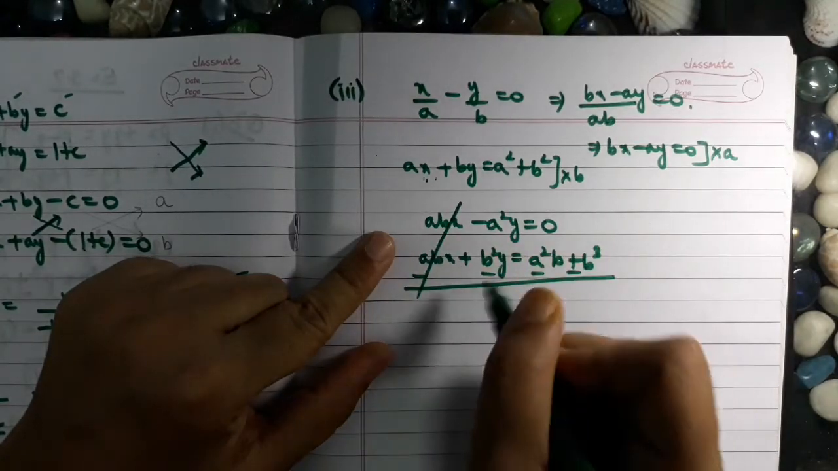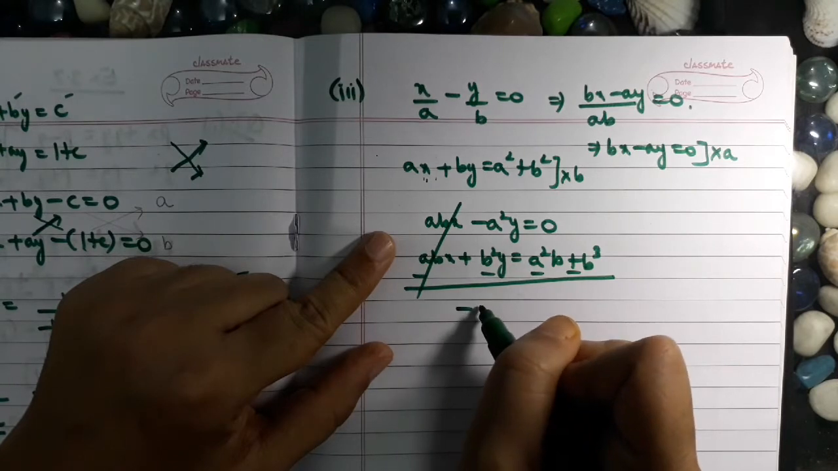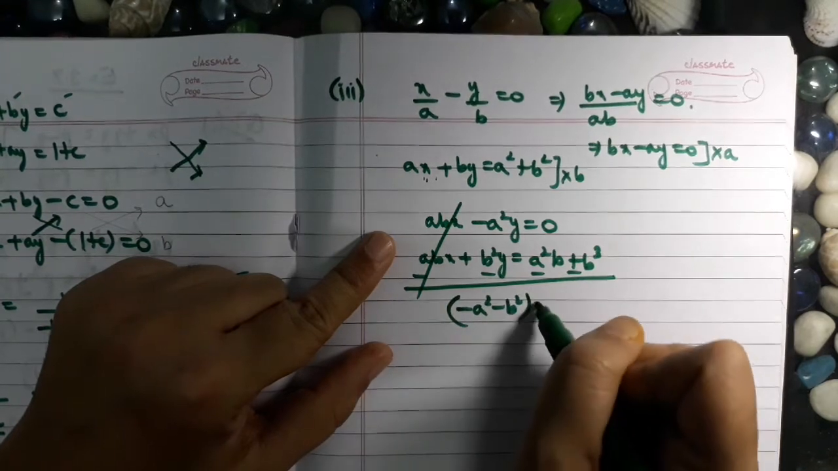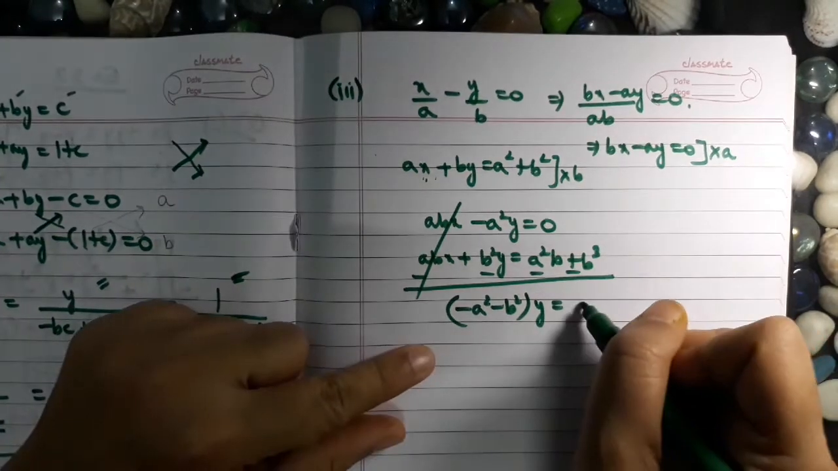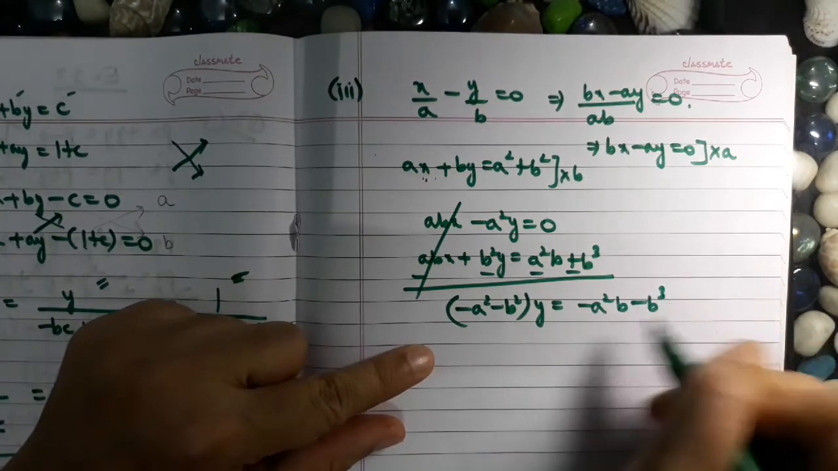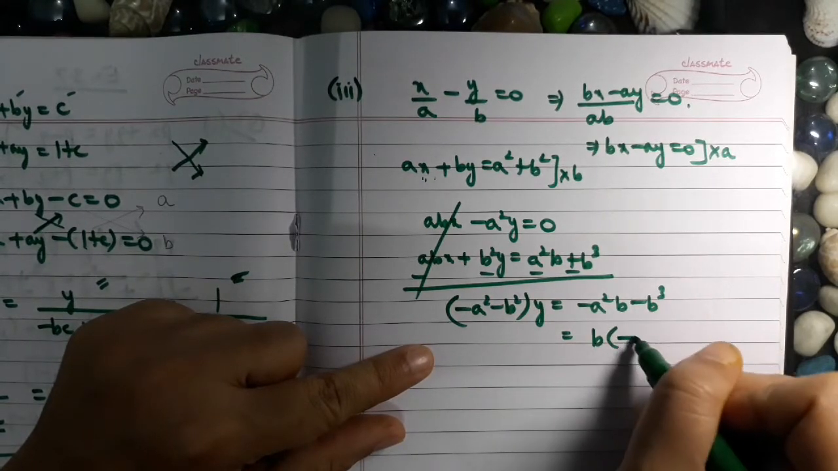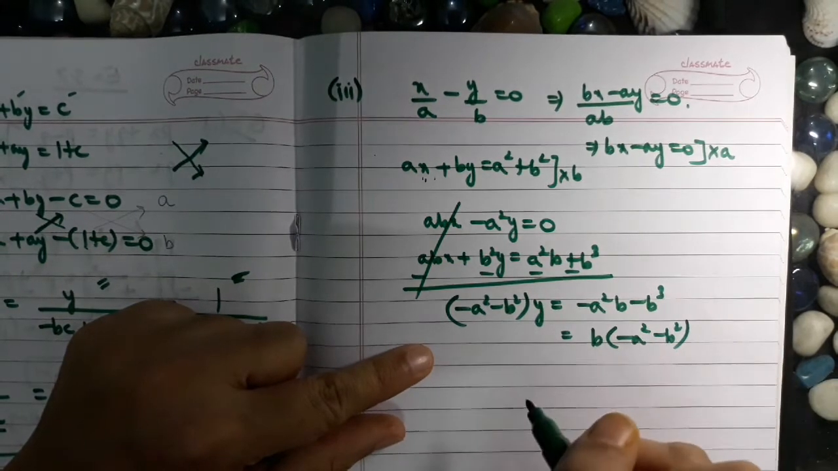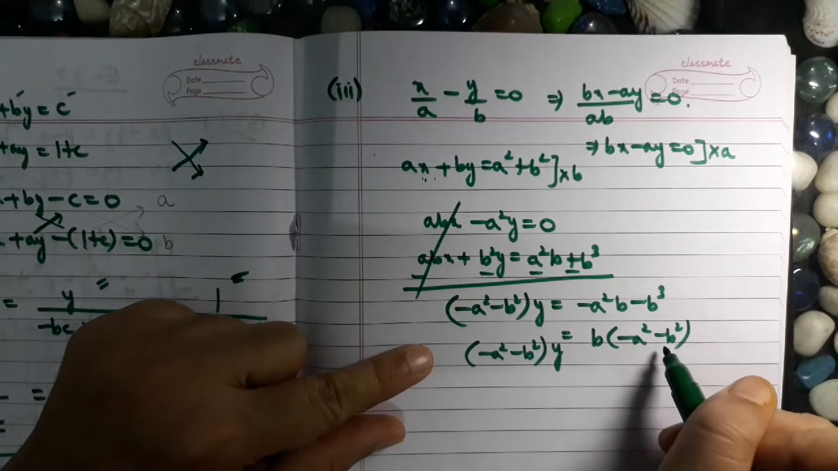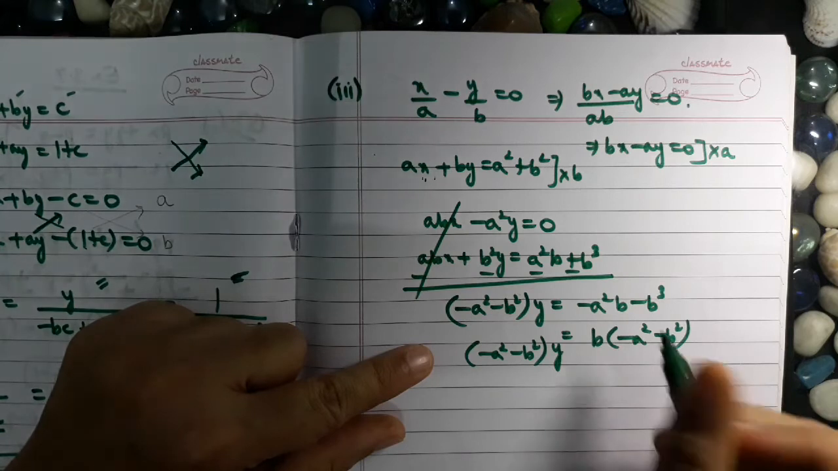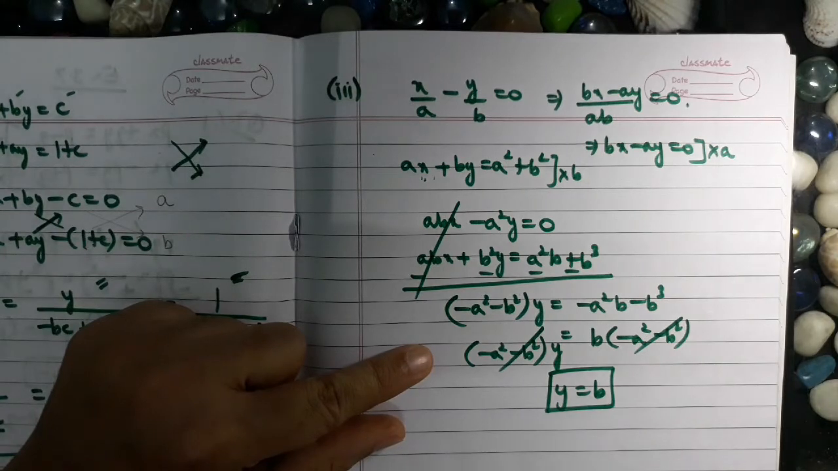This term gets cancelled, and here you can take out y common. So this is minus a square minus b square into y is equal to, over here this is minus a square b minus b cube. So here also we can take out b common, and we will be left with minus a square minus b square. So minus a square minus b square into y is equal to minus a square minus b square. So this gets cancelled, and the value of y comes out to be b.